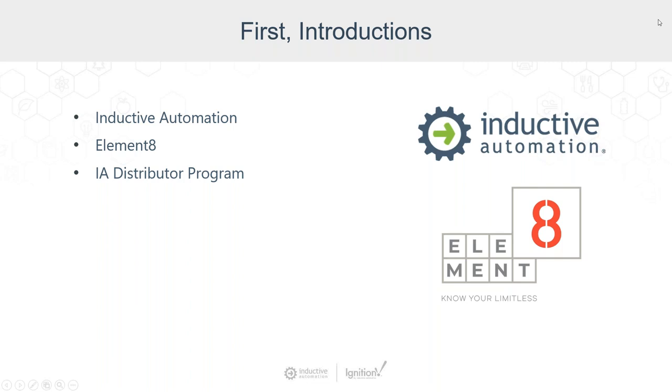Sure. Thanks, Arthur. The last thing I wanted to mention here is our Inductive Automation Distributor Program. Inductive Automation is based out of California in the United States, but we have a presence around the world. We have folks using Ignition in over 100 countries, and thousands of integrators in our integrator program. But we realized that in certain markets, it makes a lot of sense to have local folks. So we started our distributor program, and we have a handful of distributors around the world who are companies that are very well vetted by Inductive Automation.